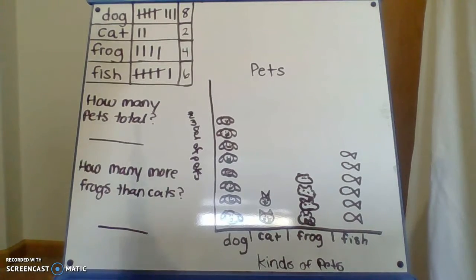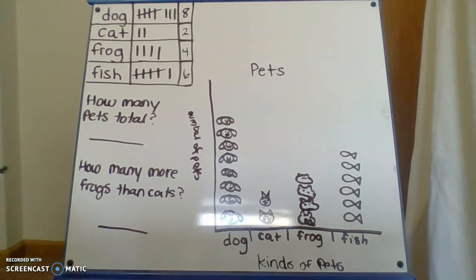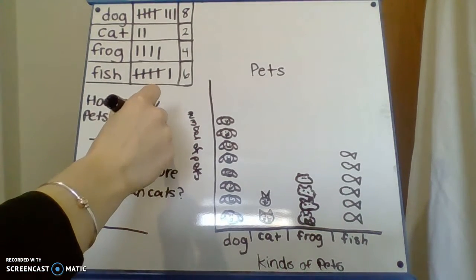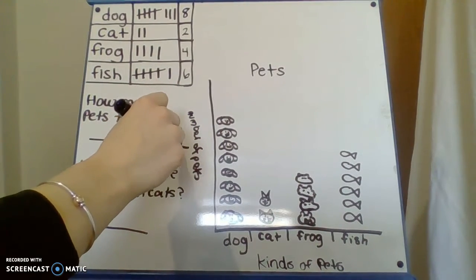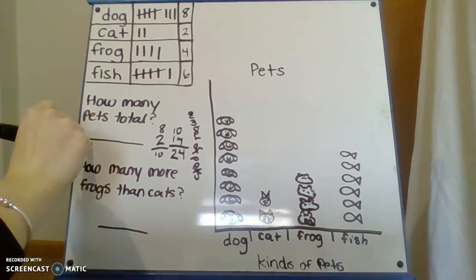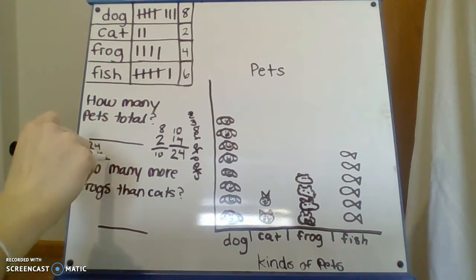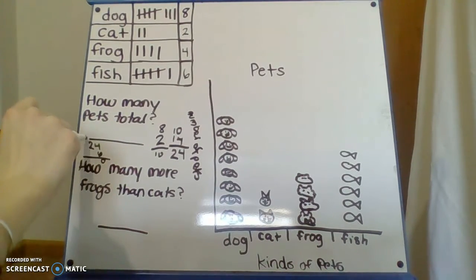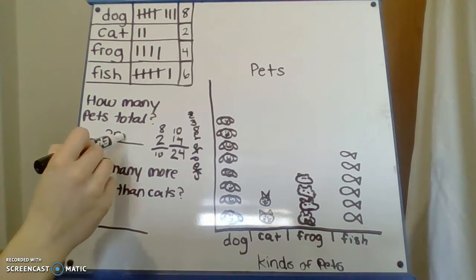How many pets total? You're going to look at your chart. You have 8, 2, 4, and 6. You will be adding those to get your total. So 8 plus 2 is 10 plus 4, 14. If you need to, write it out. 10 plus 14. Bring down your 4. 1 plus 1 is 2. And then 24. Bring it over here, plus 6. 6 plus 4 is 10. I ran out of room a little bit. Carry your 1. 2 plus 1 is 3. So 30 pets is your total.